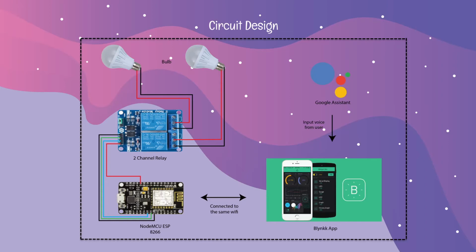This Blynk app can control the bulb remotely, and we use Google Assistant as an add-on feature to receive the voice input from the user to activate the Blynk app. As for the coding, I will share it on my GitHub later.